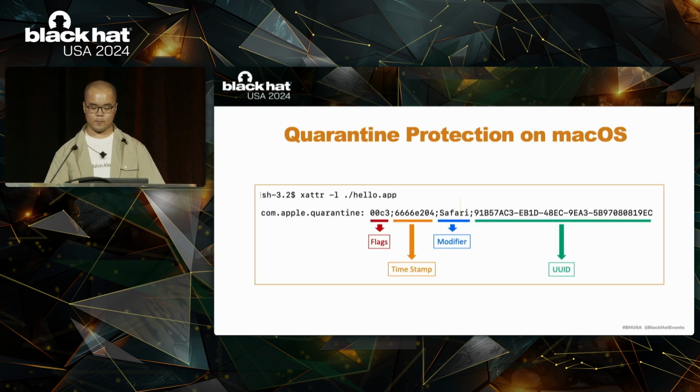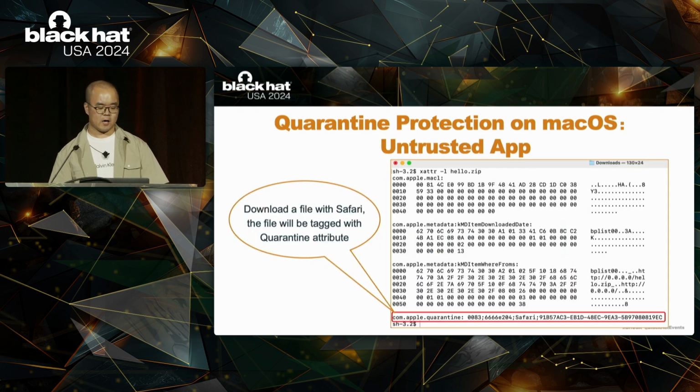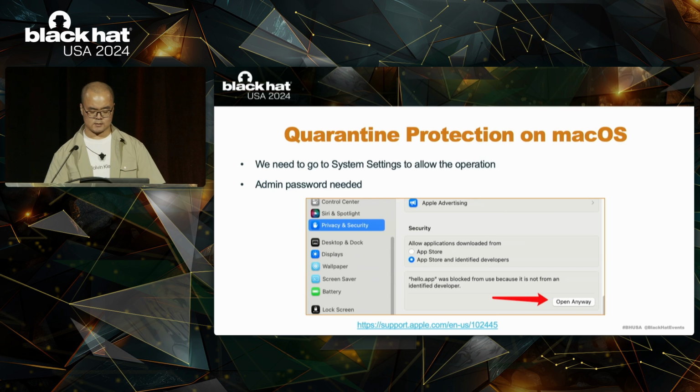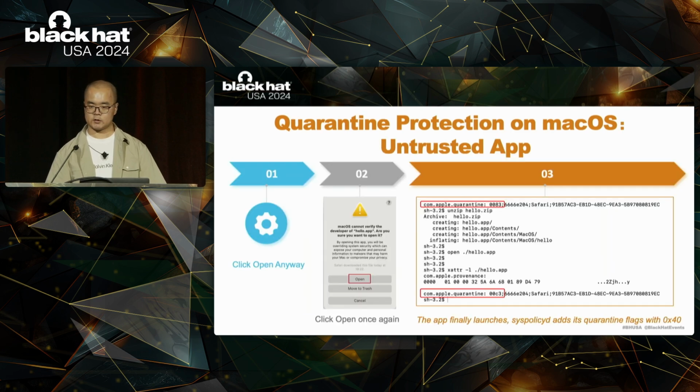Quarantine contains 4 parts, and I believe the most important part of quarantine is the first part, the quarantine flags. If we download a file with Safari, the file will be tagged with the quarantine attribute. If we try to launch the quarantined app, Gatekeeper blocks its launch. We need to go to System Settings to allow the operation. After we click the Open Anyway button, a new dialog pops up. We need to click the Open button once again. After this, the app finally launches.